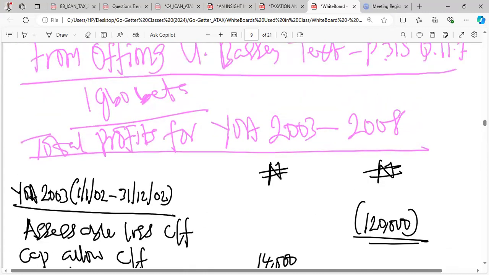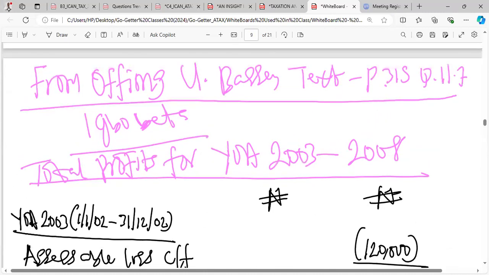Now, this is how this is being done. So, what have we learned so far? We have learned the rules governing losses.